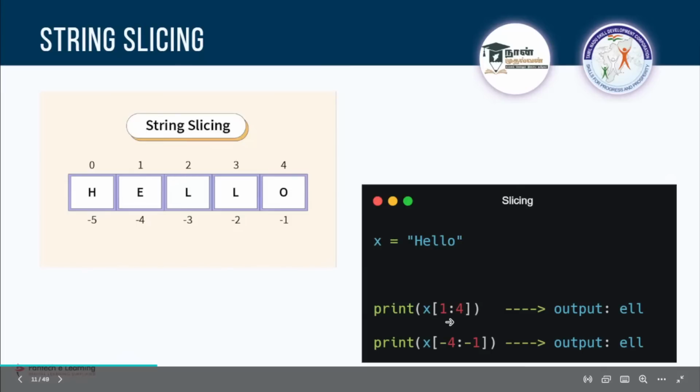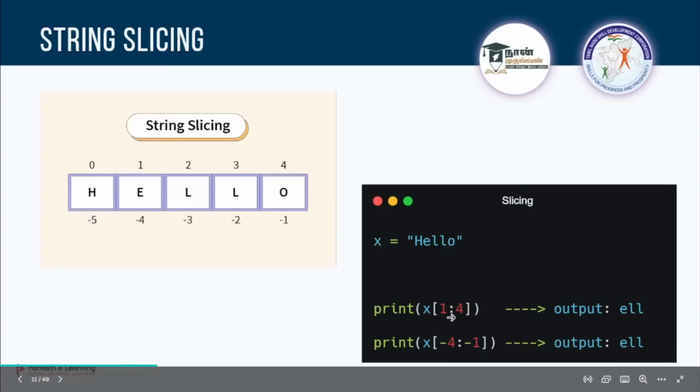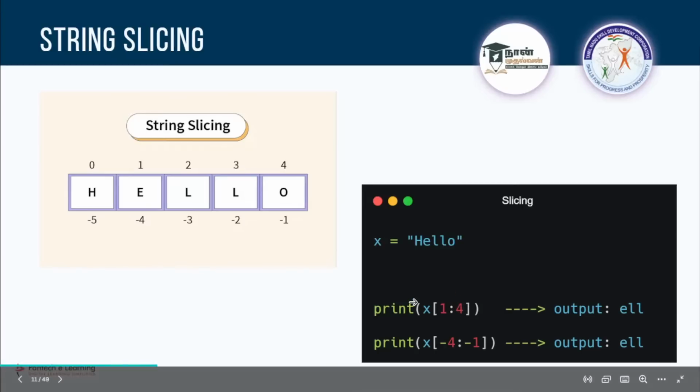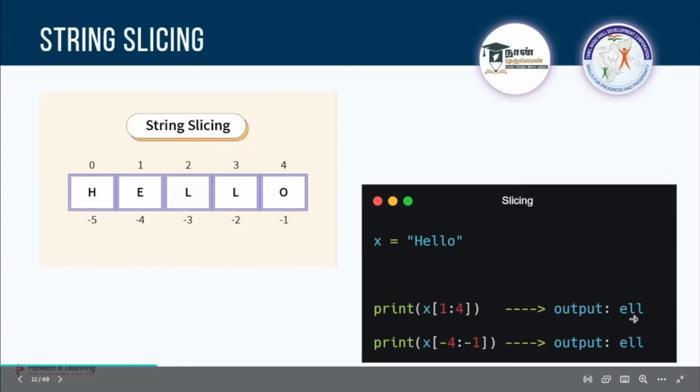The thing before the colon is the starting index. If I mention 1 here, it starts from 1. This E is in the first index, so it will start from E. The ending index works differently: if you mention 4 here, it returns you till 3. In the ending index, it returns one step before. So if it starts from 1, this E, and you call till 4, it gives you till 3. So it will take E, L, L, and that alone will be in the output.